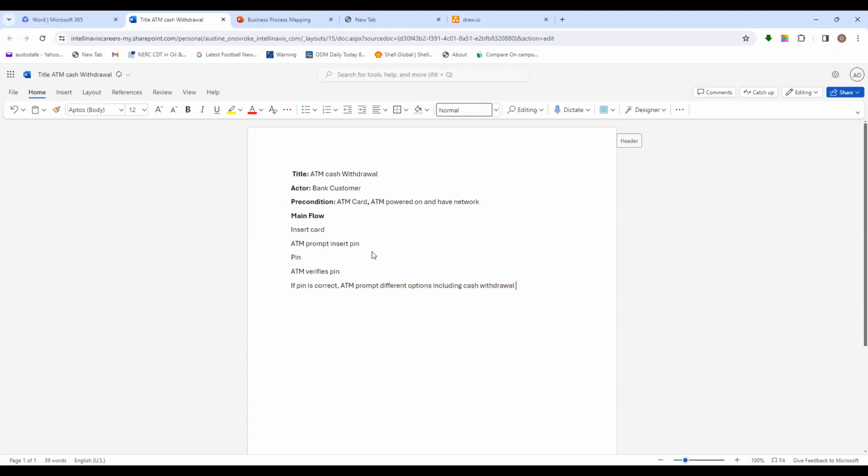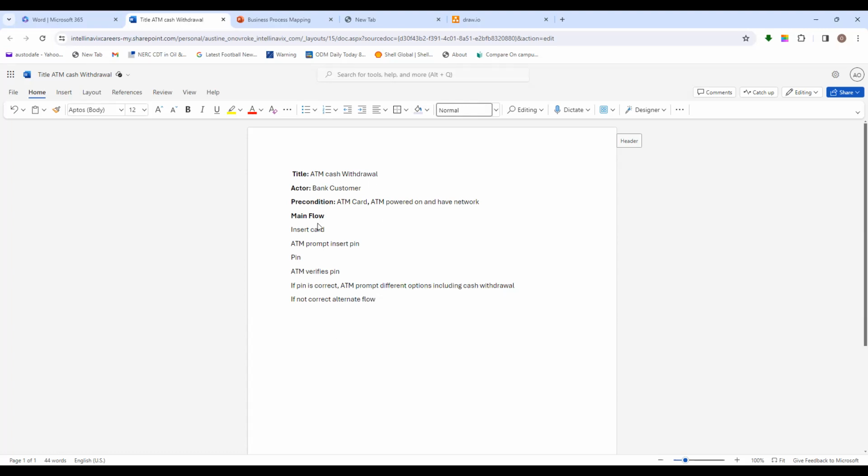If not correct, alternate flow. You know what I've written now? If the PIN is correct, it will do this. If the PIN is not correct, it will give us another language. It will tell us incorrect PIN. Is that not so? Yes. So we just wrote that one: if not correct, alternate flow.